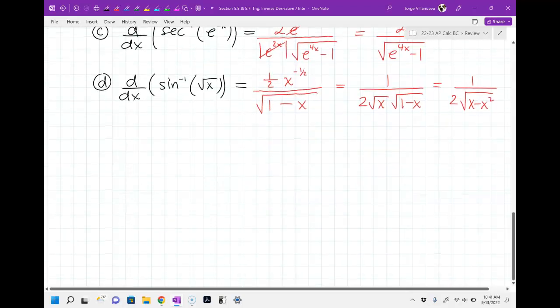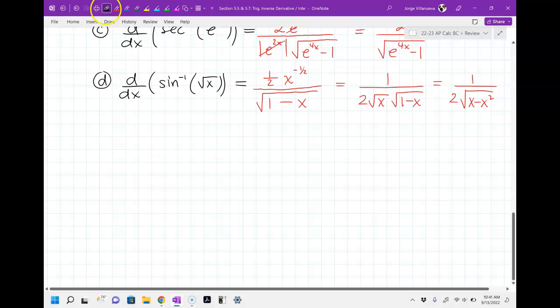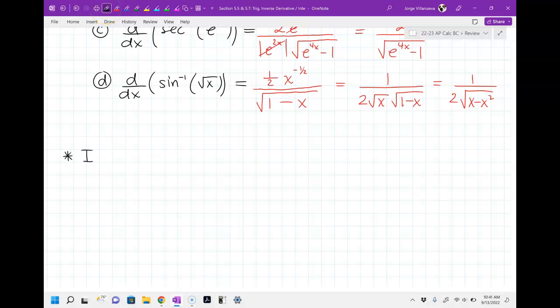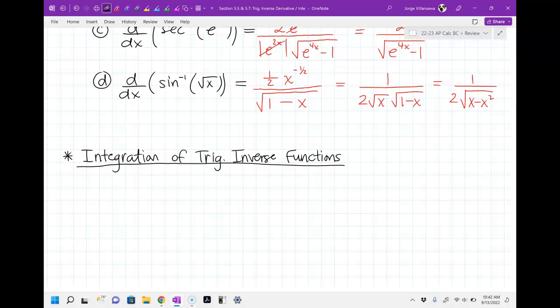And then we just went over derivatives. So let's talk about the integrals. Integration of trig inverse functions. There are only 3 that they really want you to know. The tangent one, very important. The sine one, also important. The secant one, very rare, but it's one of those that they're kind of interested in you knowing.